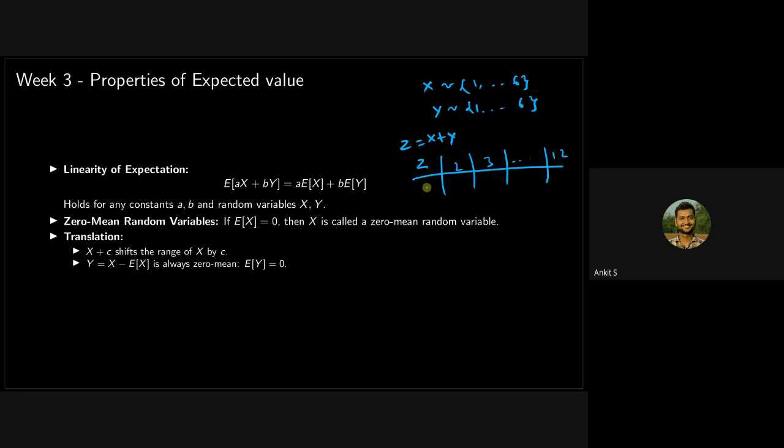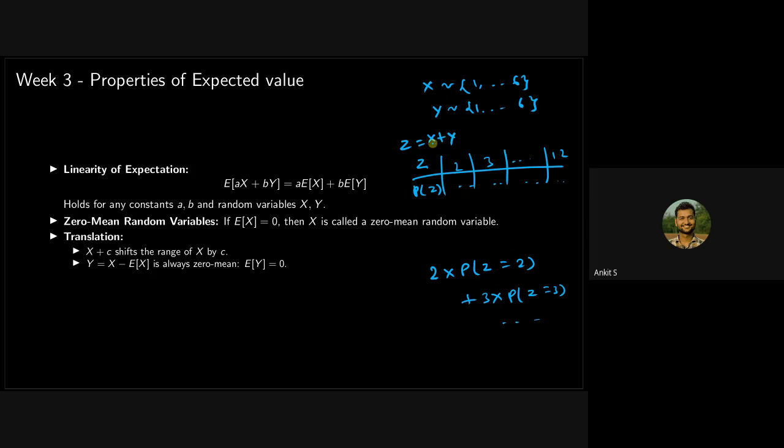Then you will write all the probabilities, whatever the probabilities are, you will calculate. Then you will do 2 times the probability of z getting a value of 2, plus 3 times the probability of z getting a value of 3, and so on. But you don't need to do this. If you know the expected value of x and y, you can directly do expected value of z is equal to expected value of x plus y.